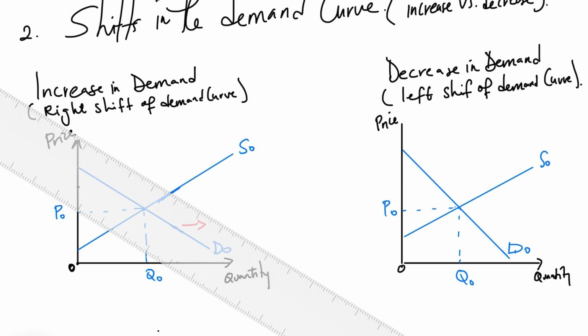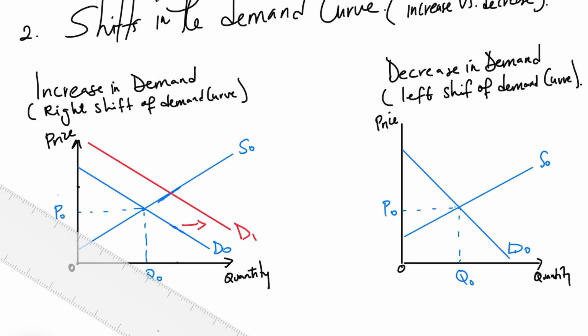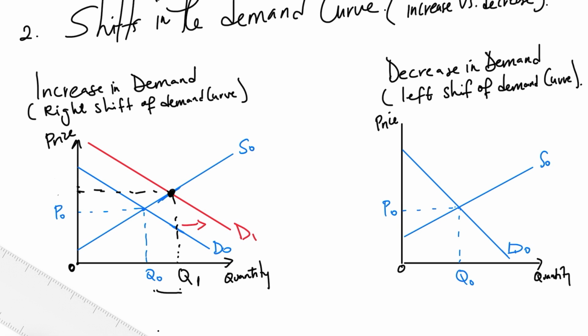So drawing that demand curve, a line parallel to the demand curve I already have, right? So this new one is D1. And in black, let's examine what has happened to our equilibrium price and our equilibrium quantity. The equilibrium quantity increased from Q0 to Q1, and the equilibrium price also increased from P0 to P1.